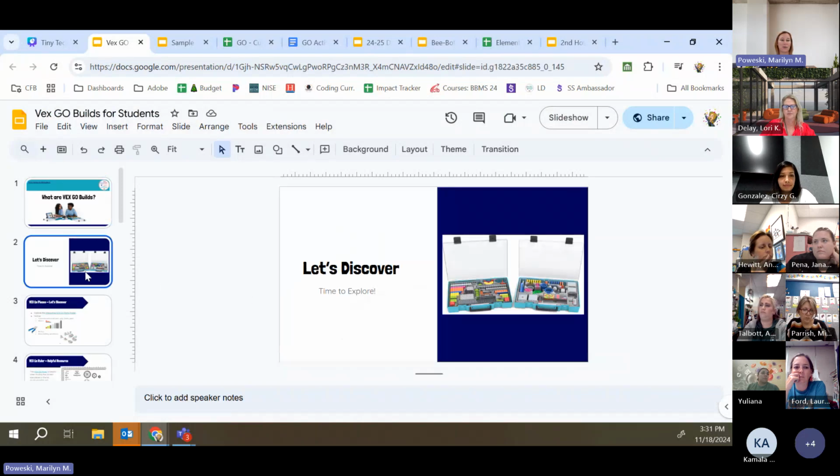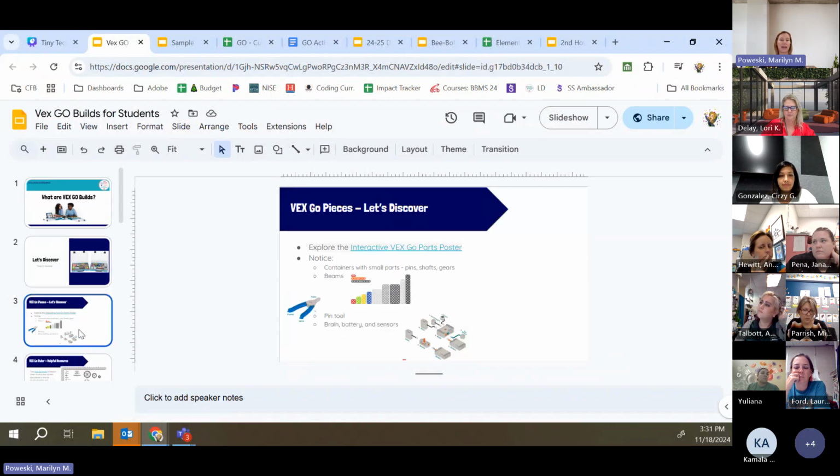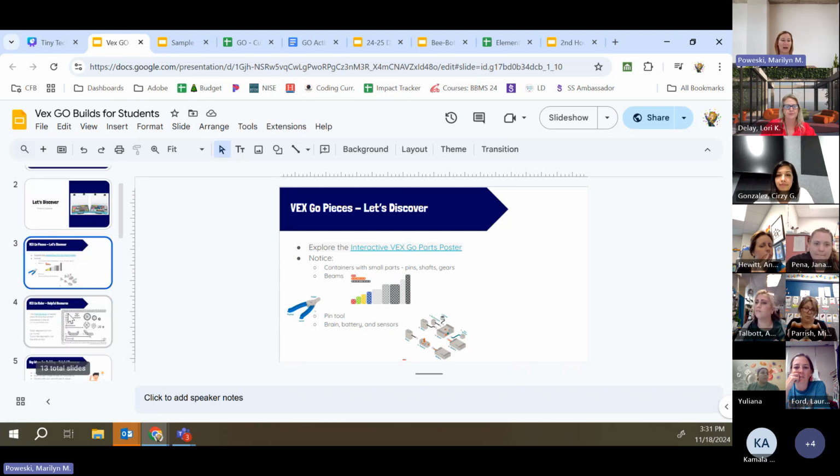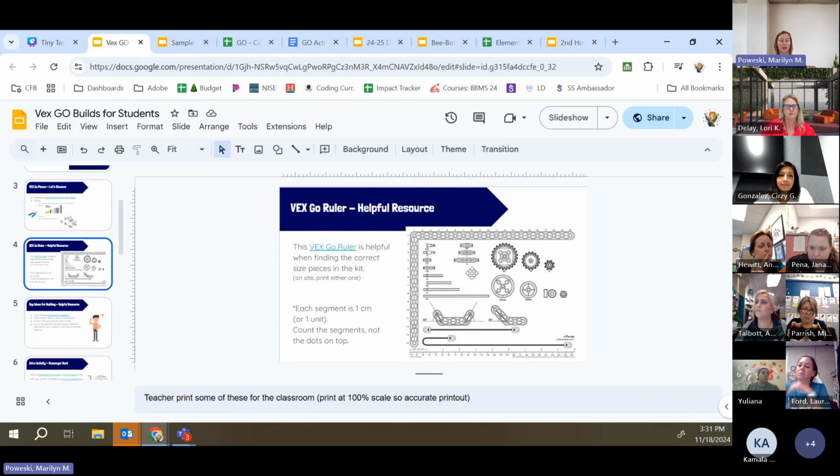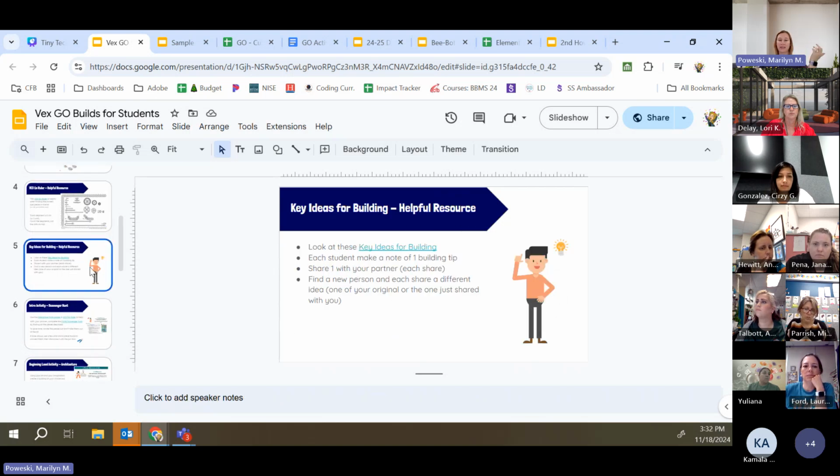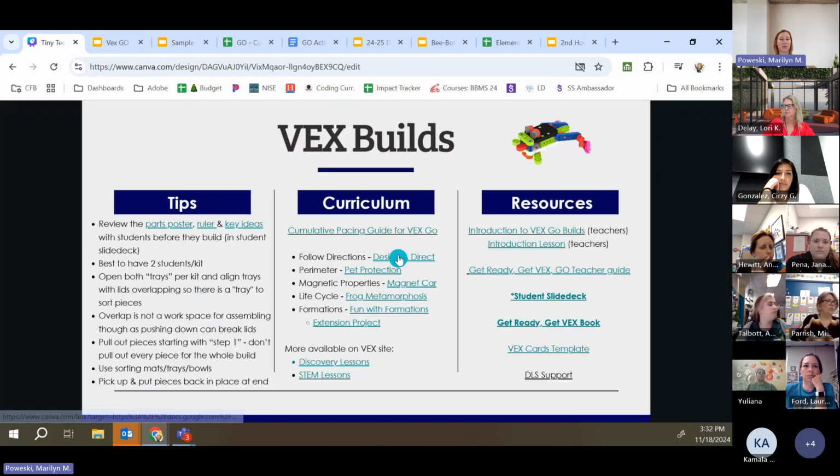And again, it walks them through, this is what the kits look like. This is how we're going to get started. This is the poster. This is the ruler, so looking at different sizes. How do we get started? Talking to your neighbor. So a lot of those processes where, again, you're anxious because it's like, I've never used these before, we would love to offer you different resources and share with you those resources to be able to help you use those in the classroom.